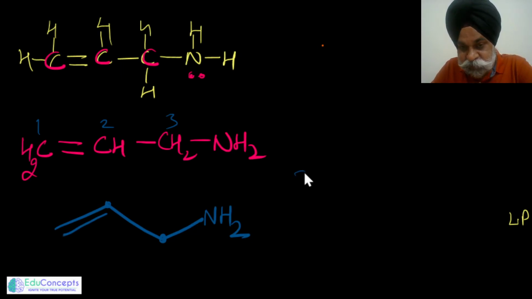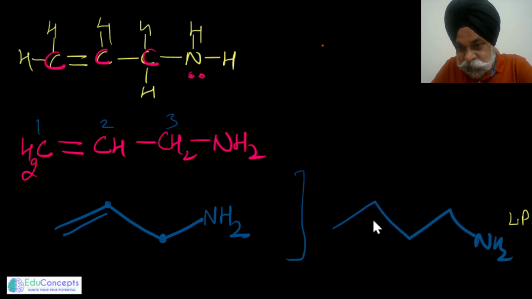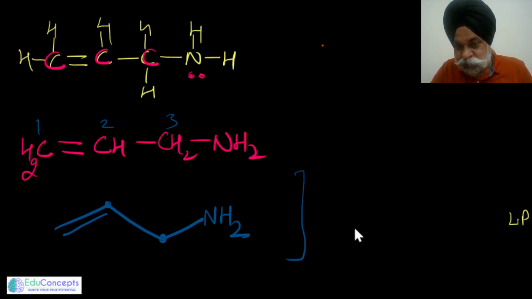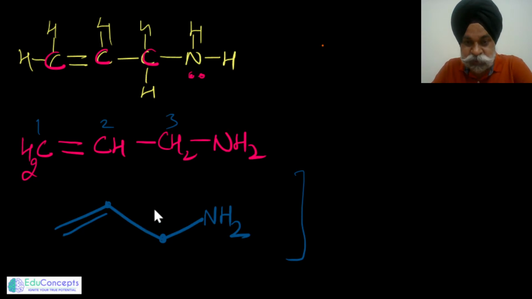Many times students make this mistake. They do it like this, that they generally make a mistake by showing an extra carbon. So this is not to be shown like this. So you have to be very careful while choosing the structure. Okay, so the lone pair also is to be mentioned here. So not a tough one.